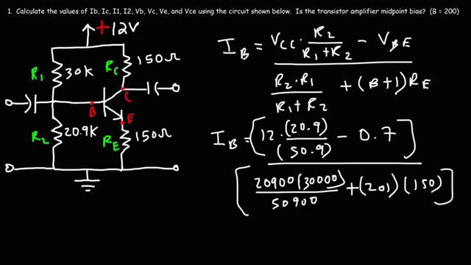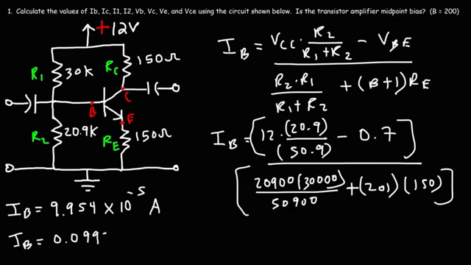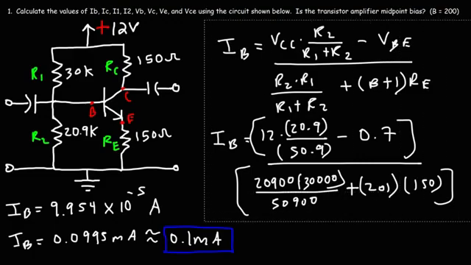The answer that I got for the base current is 9.954 times 10 to the minus 5 amps. If we multiply that by 1,000, that gives us a base current of 0.0995 milliamps, which we can round and say is approximately 0.1 milliamps, just to make our future calculations a lot easier. That's very close to 0.1 milliamps. So that's IB.